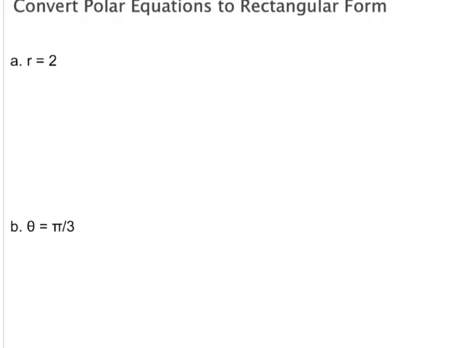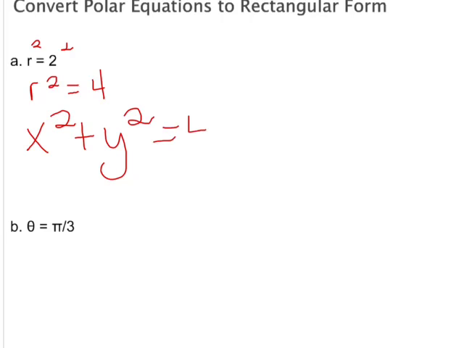Okay, here are the last two examples. We are going to work backwards. Here we have polar equations. We want them in rectangular. So you see r equals 2. We do not have a substitution for r equals 2. However, we could square both sides, and now I have r squared equals 4. We do have a substitution for r squared, and it's x squared plus y squared equals 4. And there is our circle.